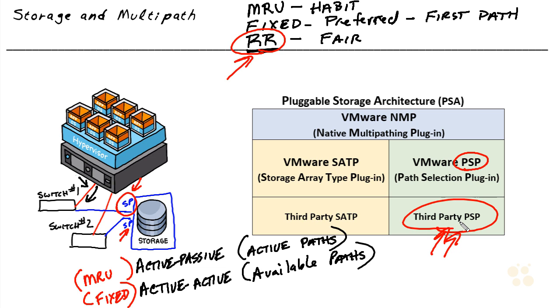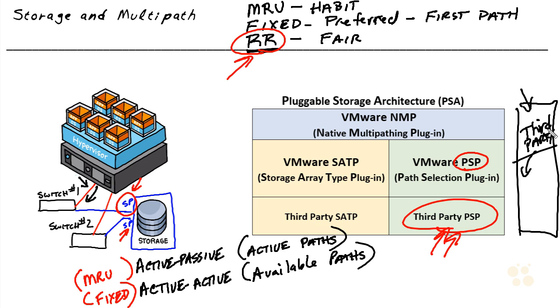And I guess I should point out that the other option that we also have available would be to not use VMware's native multipath plugin at all, and we could simply use a third-party one. And then with that third-party multipathing plugin, they would also be calling on their own SATP and their own PSP regarding the storage array and the path selection policy from the ESXi host respectively.